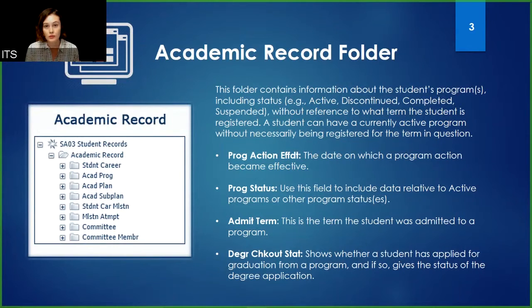The admit term to a program is also important because you're trying to track within the program how long they were there and maybe how long it took them to get that program done. And then degree checkout status will let you know if a student is in the process of applying for graduation and how successful they are, whether their application is pending. It gives you an idea of those students that are exiting, how that process is going for them.